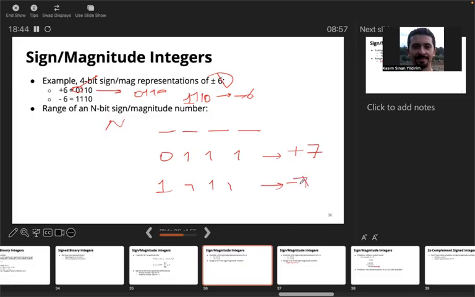So how can I generalize this? How can I write the range of numbers I can represent using n-bit sign magnitude representation?